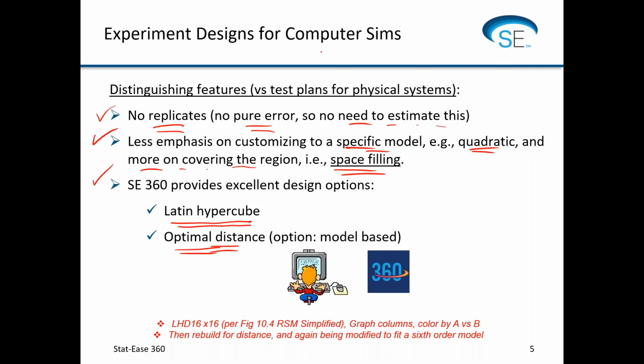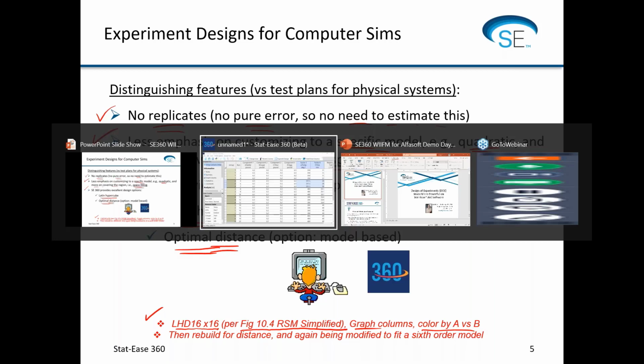Now I'm going to go over to Statis 360, and you can see from my little notes here that I'm going to build up a Latin hypercube, 16 rows by 16 columns. This is one that I also talk about in my book, RSM Simplified. Then I'll look at the graph columns and color by, so that we can see the structure of that. Then I'll follow up and rebuild it with this optimal distance. So let me make a shot at doing that.